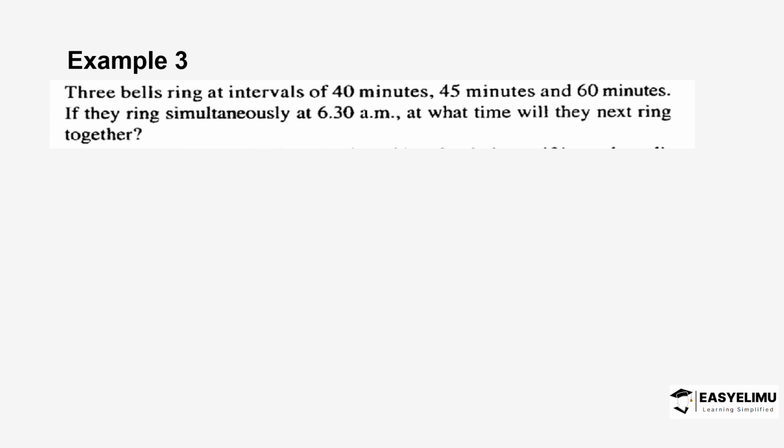So let's look at example number 3. There are 3 bells that ring at intervals of 40, 45, and 60 minutes each. If they ring simultaneously at 6:30 a.m., at what time will they next ring together? So this is just the LCM of the 3 numbers, you see. So we have 40, we have 45, and we have 60.